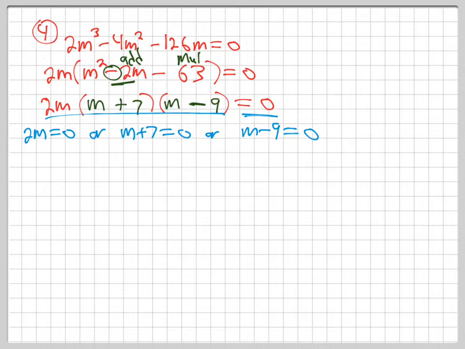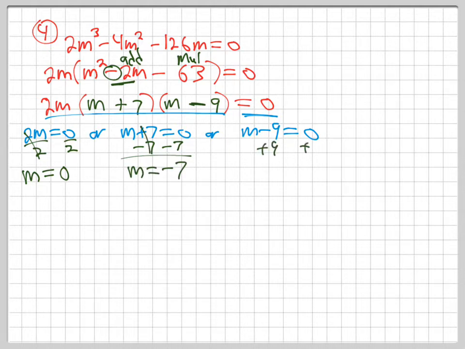How do we solve the first one? Divide by 2, because that 2 is multiplied. And what is 0 over 2? 0. And then here, subtract the 7, so we get minus 7. Here, add the 9, and we get 9. So there's our 3 answers: 0, minus 7, and positive 9. That's good. Questions I can answer?